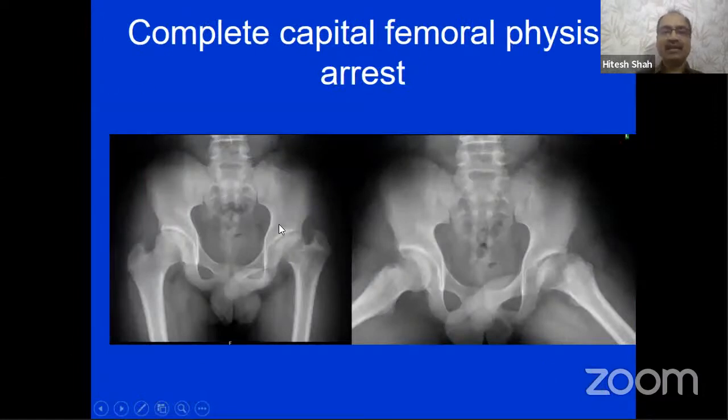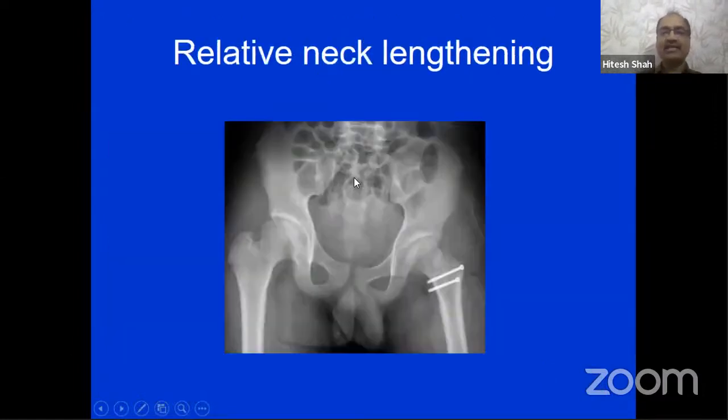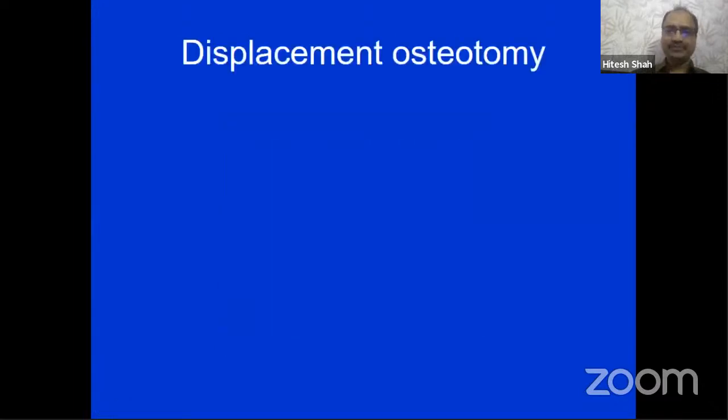And this is the example where the trochanter overgrowth is there and treated with the neck lengthening, where we can transfer the trochanter. The part above the superior aspect of the neck has been removed and corrected with 2 screws for the trochanteric transfer.